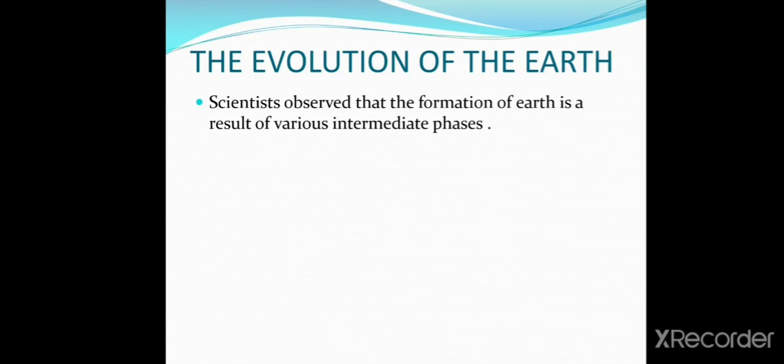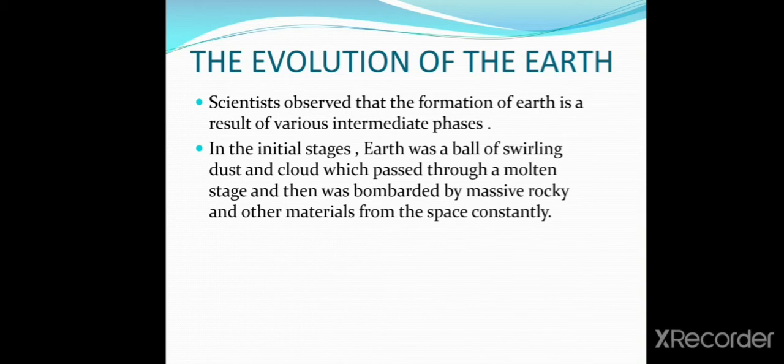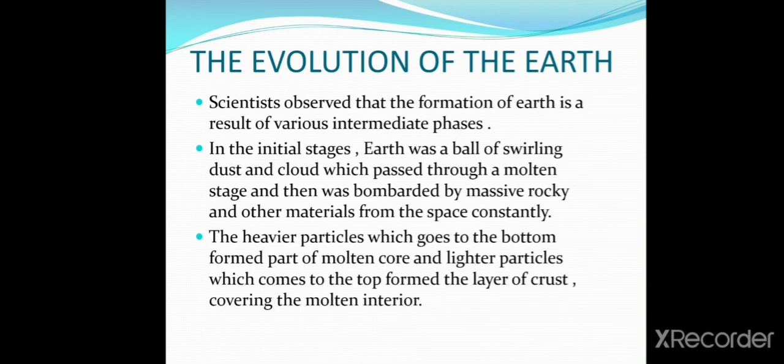Scientists observe that the formation of Earth is a result of various intermediate phases. In the initial stages, Earth was a ball of swirling dust and cloud which passed through a molten stage and then was constantly bombarded by massive rocky and other materials from space. The heavier particles which go to the bottom formed part of the molten core, and lighter particles which come to the top form the layer of crust covering the molten interior.